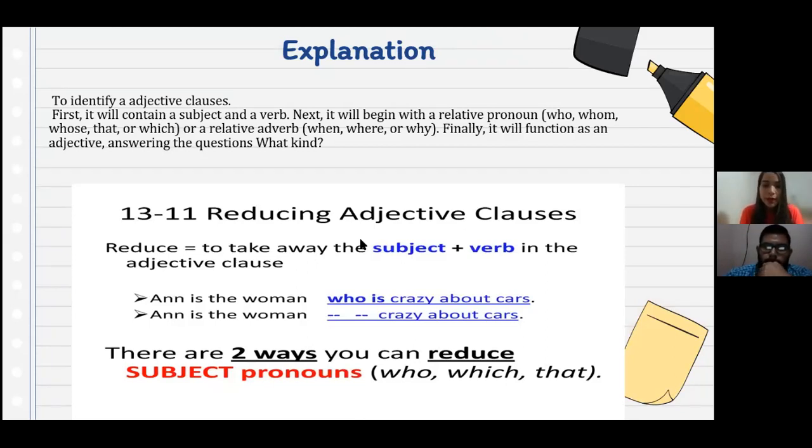So here we have a chart of how we can reduce an adjective clause. To reduce, we omit the subject plus verb in an adjective clause. Here we have 2 examples. First is, "Anne is a woman who is crazy about cars." The other way that you can reduce an adjective clause is, "Anne is a woman crazy about cars." There are 2 ways that you can reduce subject pronouns: who, which, and that. And now my classmate is going to continue with the other part.